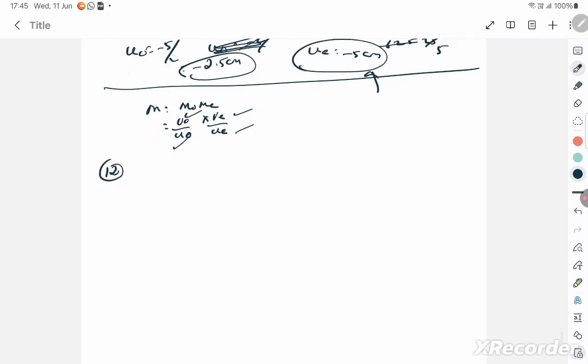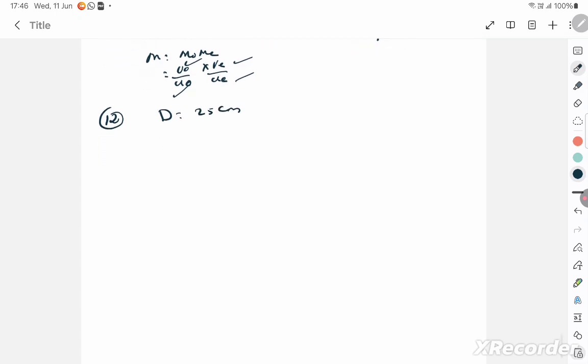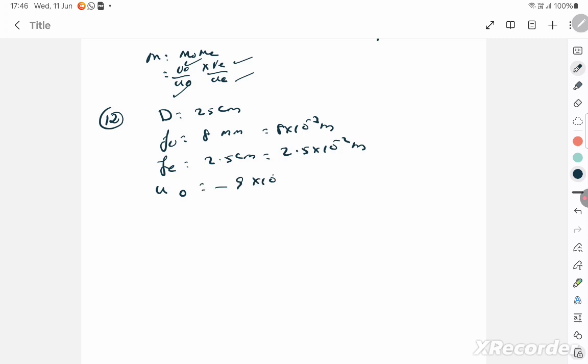I'm sorry. A person with a normal near point, least distance of distinct vision 25 centimeter, has a compound microscope with an objective of focal length 8 millimeter, 8 into 10 to the power minus 3 meters, and an eyepiece of focal length 2.5 centimeter, which is 2.5 into 10 to the power minus 2 meter, and can bring an object placed 9 millimeters from the objective, which means UO has been given, which is minus 9 into 10 to the power minus 3 meter, in sharp focus. What is the separation between the two lenses?